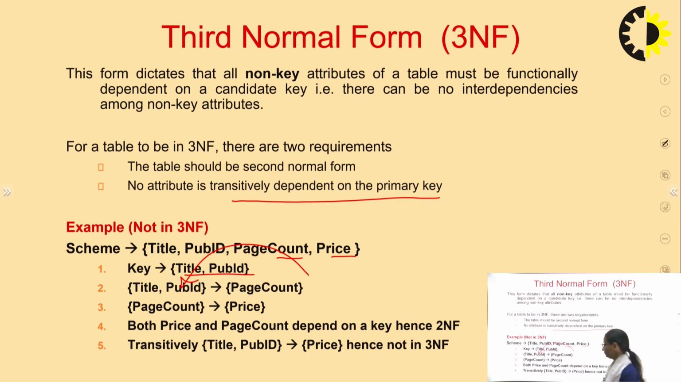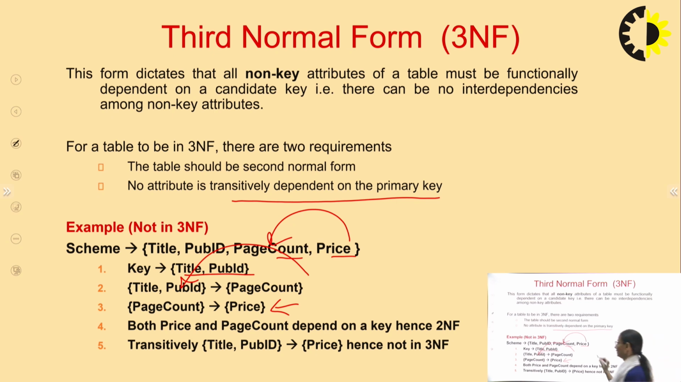And here price is dependent on the page count. That is, depending upon my page number, the price is being determined. So here price is dependent on page count. Now what is happening? Price is a non-key attribute, whereas page count also is a non-key attribute. So due to this particular dependency, it is being shown that it is not in the 3NF form, and there is a transitivity.